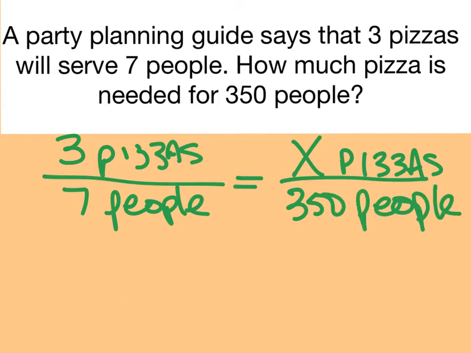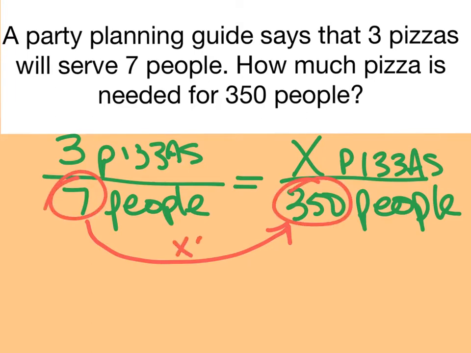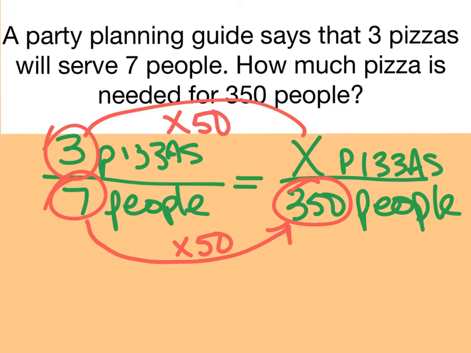Well, I know that I can solve this proportion using the between method. I can go from 7 to 350 by multiplying by 50. So that means I should be able to do the same thing to the pizzas. If I have 50 times as many people, then I must need 50 times as many pizzas. And 3 times 50 is 150. I need 150 pizzas.